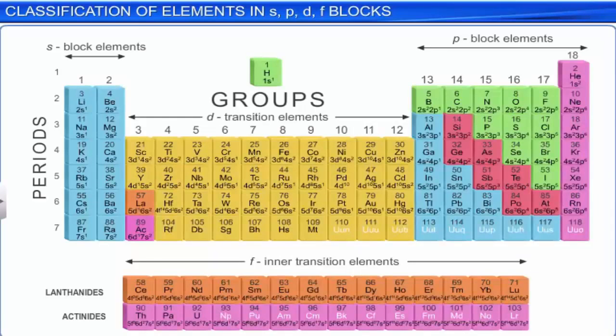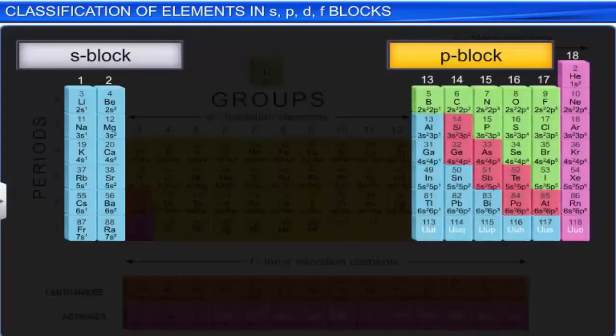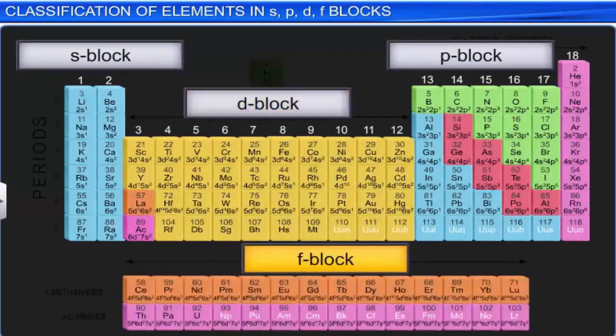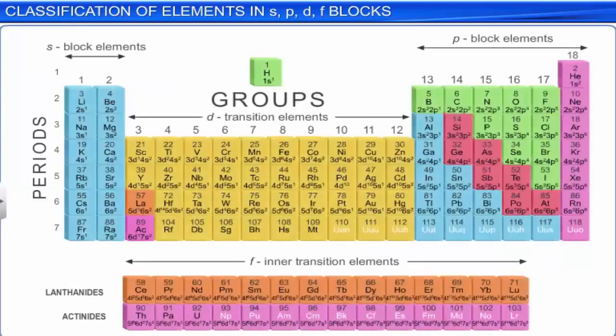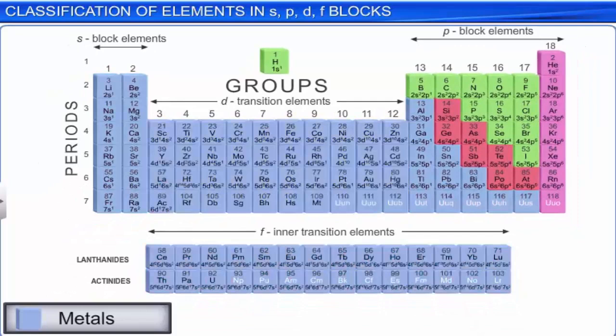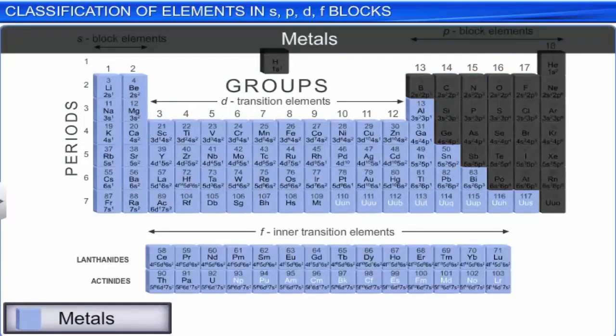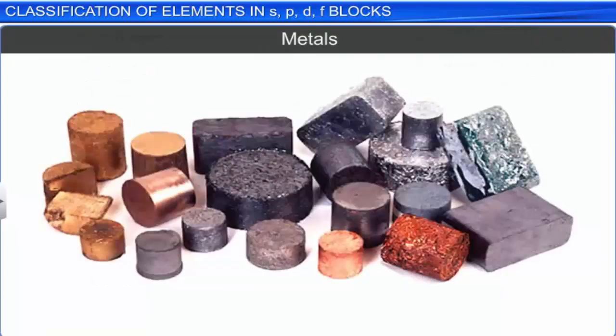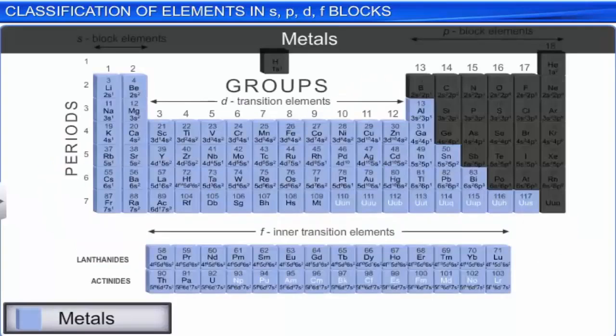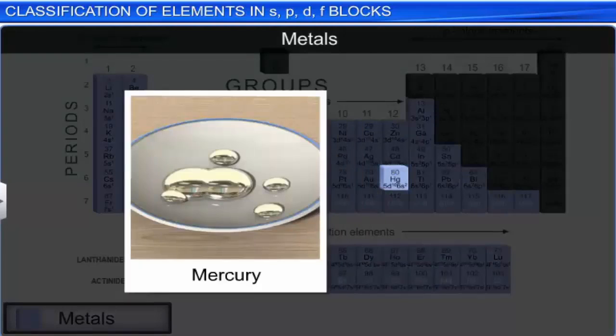Apart from classifying elements into s, p, d, and f blocks, the periodic table also shows the classification of elements into metals, nonmetals, and metalloids. Metals have been listed on the left side of the table and form 78% of the known elements. Metals generally exist as solids at room temperature. An exception is mercury, which is liquid at room temperature.